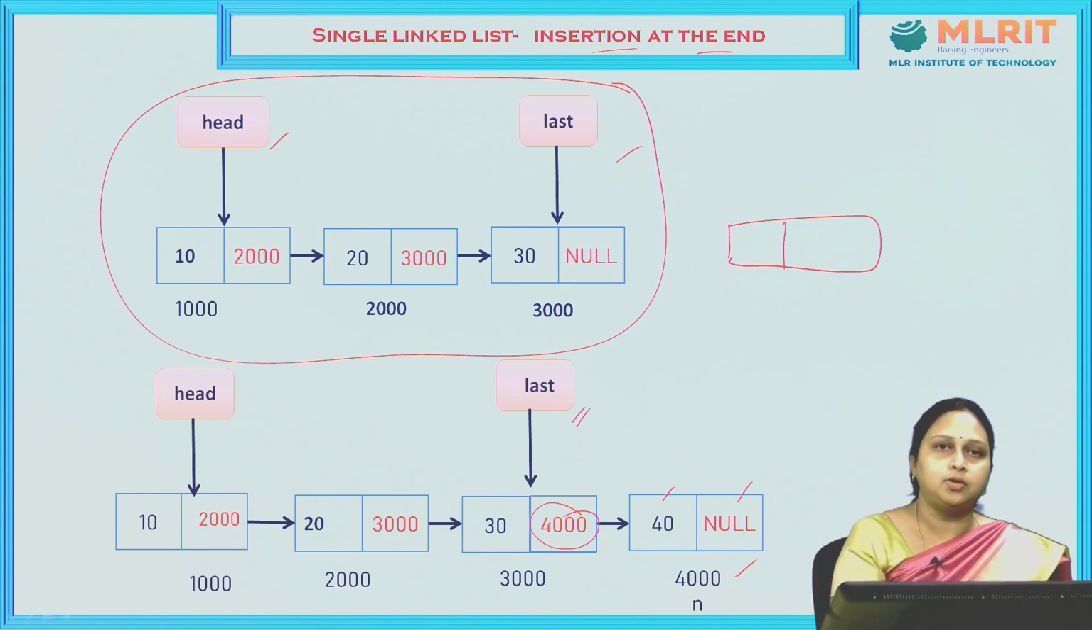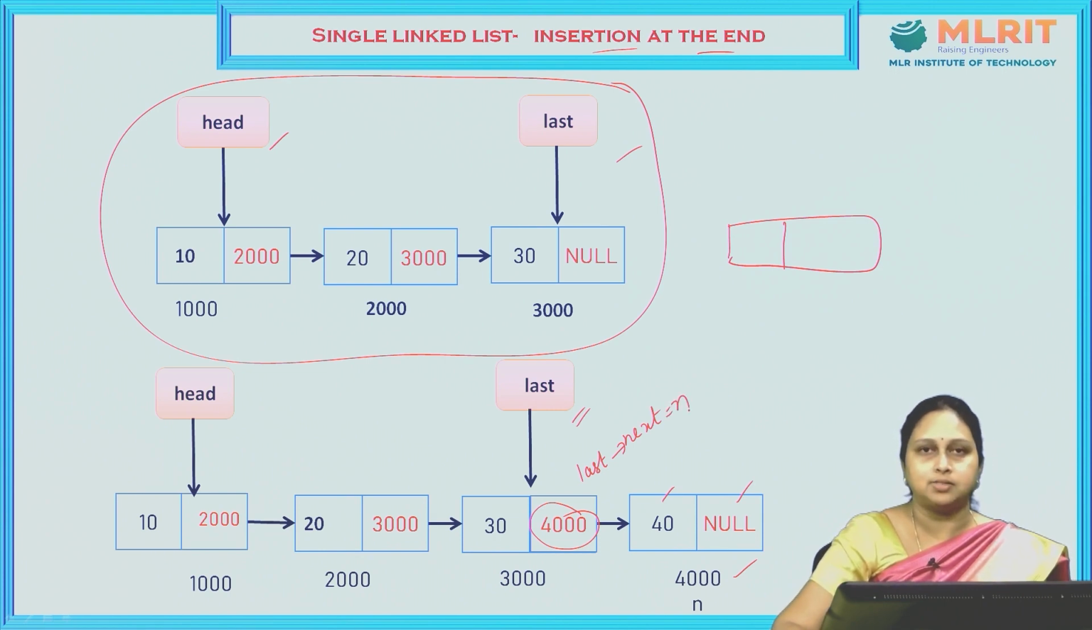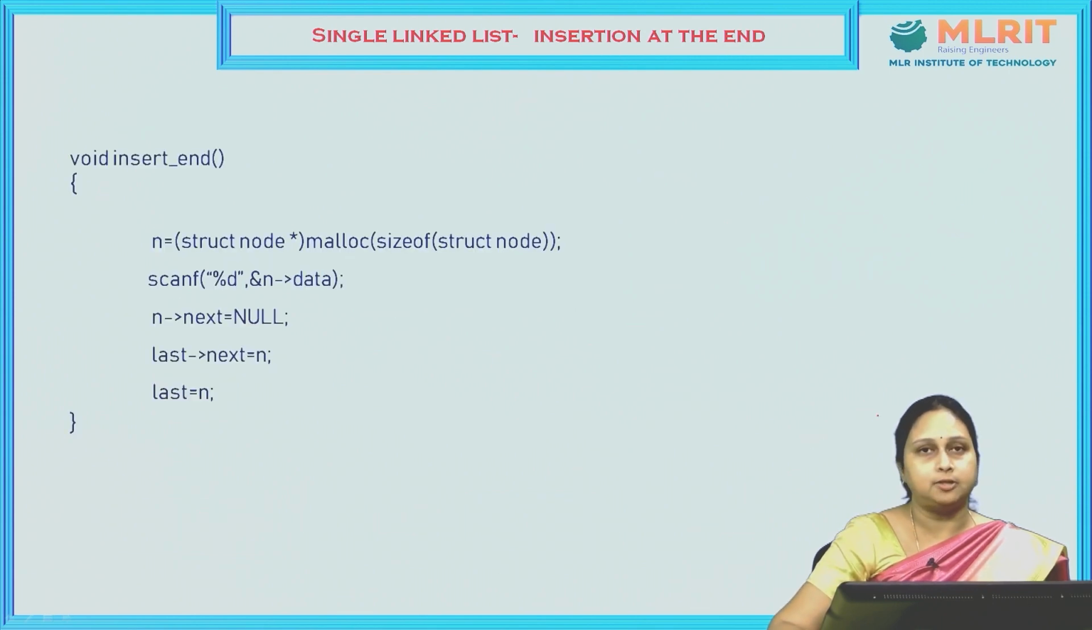Now, what is the step we need to write here? The name of this node is last, that's why we are going to write it as last arrow next equal to n. This is the step we are going to represent. After inserting the new node at the last, now this becomes the last node. That means we need to assign last to the last node, so we are going to make a statement last equal to n.